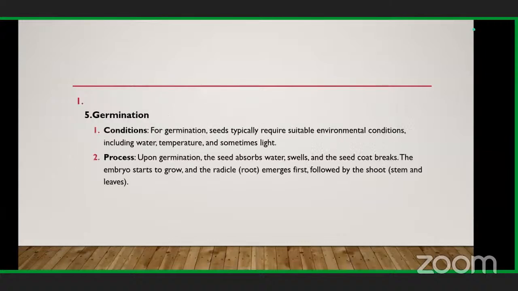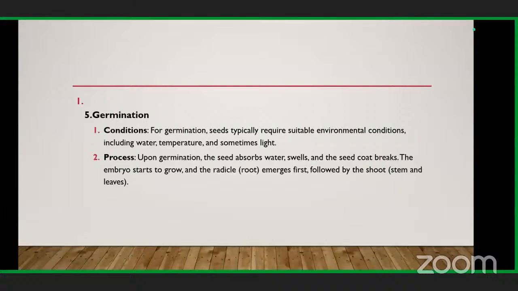So next is germination. There are some conditions for germination. For germinating, seeds typically require suitable environmental conditions, including water, temperature, and sometimes light. So, after dispersal, for germination of a seed into a new plant, it requires some conditions like water, minimum temperature, and sometimes light is also important. The process is that upon germination, the seed absorbs water, swells, and the seed coat breaks. The embryo starts to grow and the radicle root emerges first, followed by the shoot, stem, and leaves.